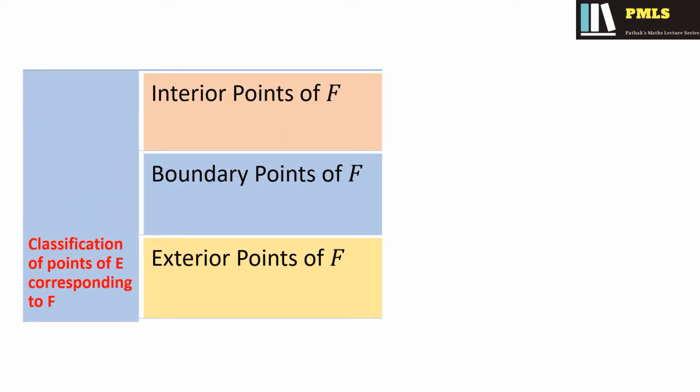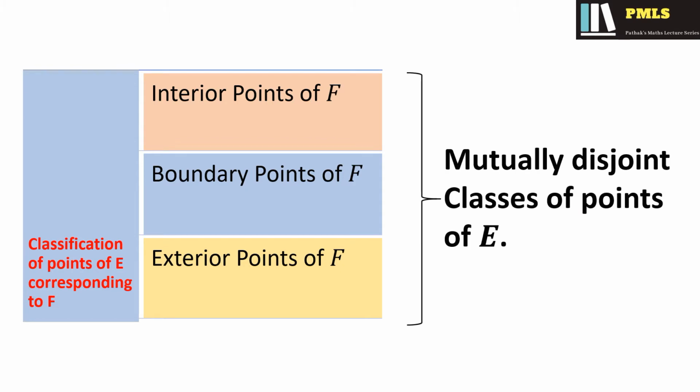So let us begin our study of adherent points, limit points and isolated points of a subset F in a metric space E. We are starting our discussion with the help of the concepts of interior points, boundary points and exterior points, which exist corresponding to any given set F in a metric space. Those viewers who are not aware of these concepts may watch the relevant video on this channel. Coming back to our discussion, we recall that all the points of E can be classified into 3 mutually disjoint classes separately consisting of interior points, boundary points and exterior points of the given set F.